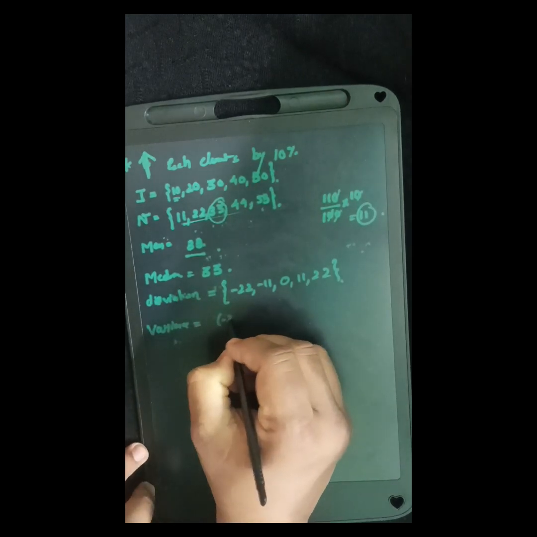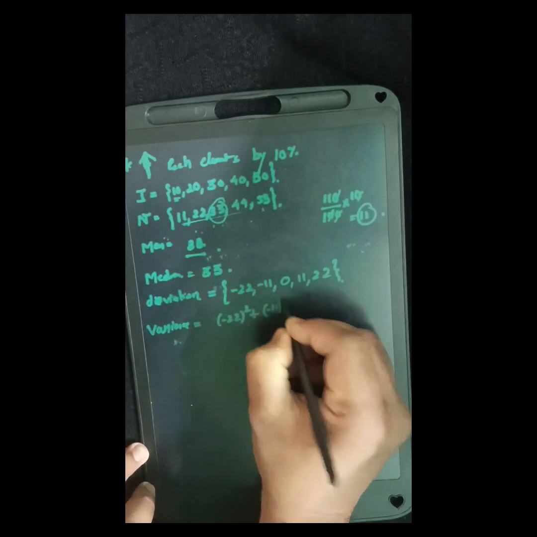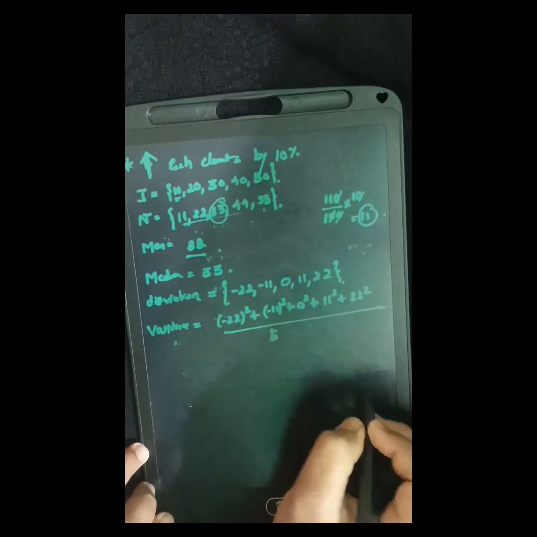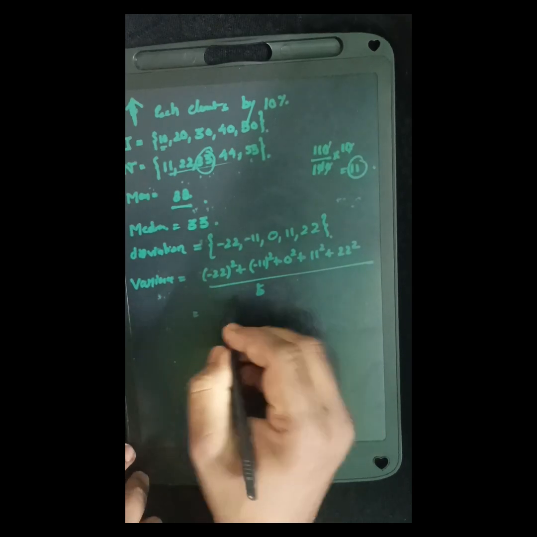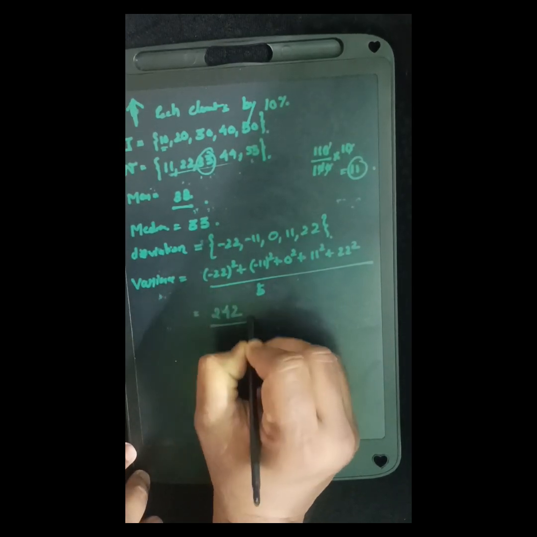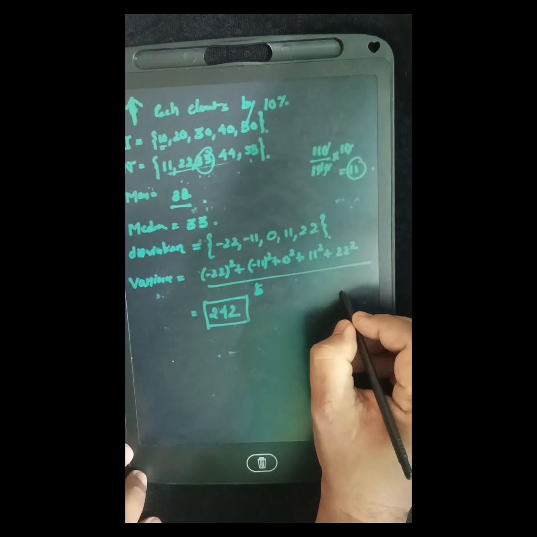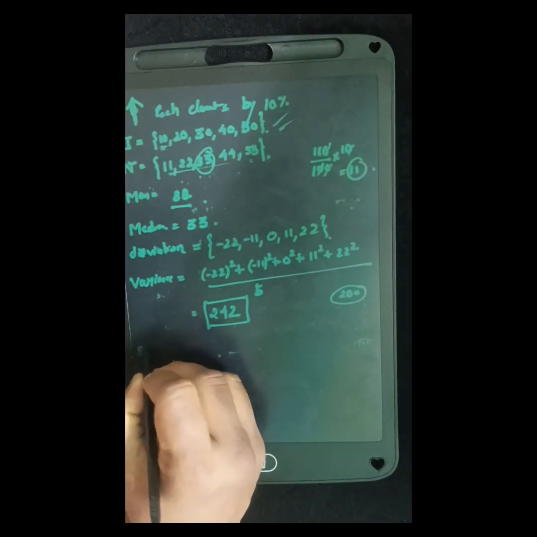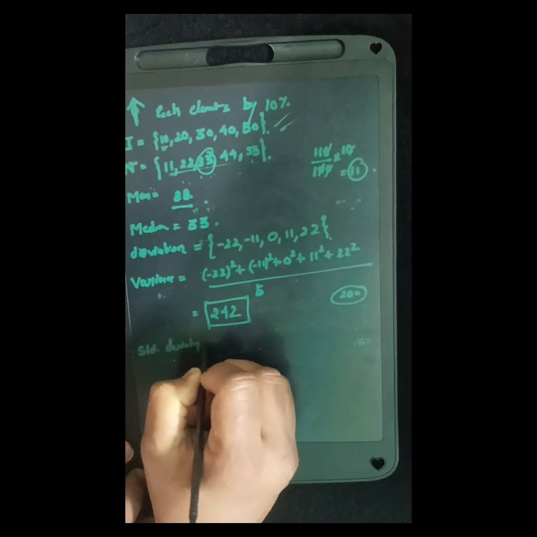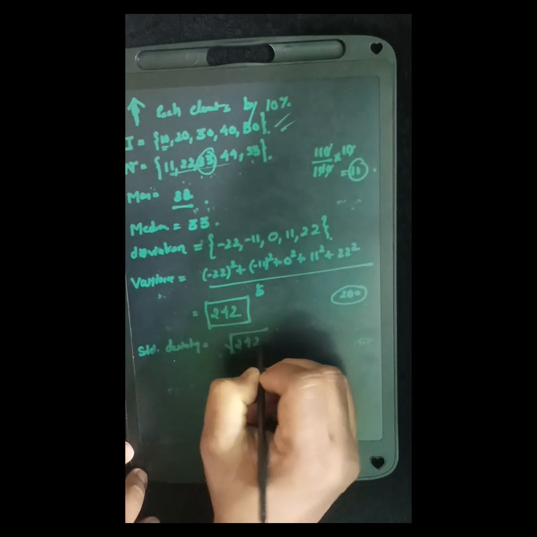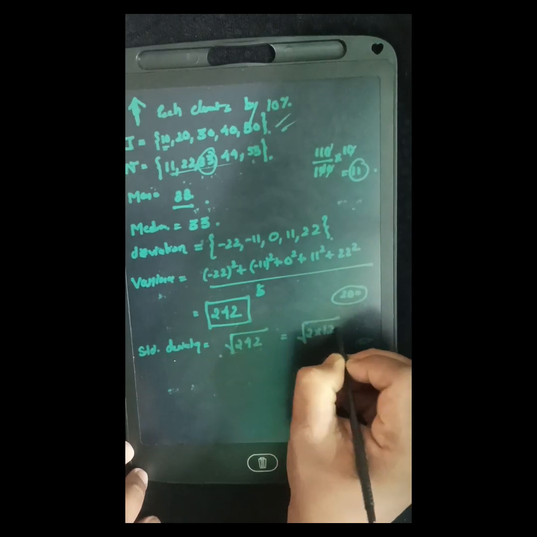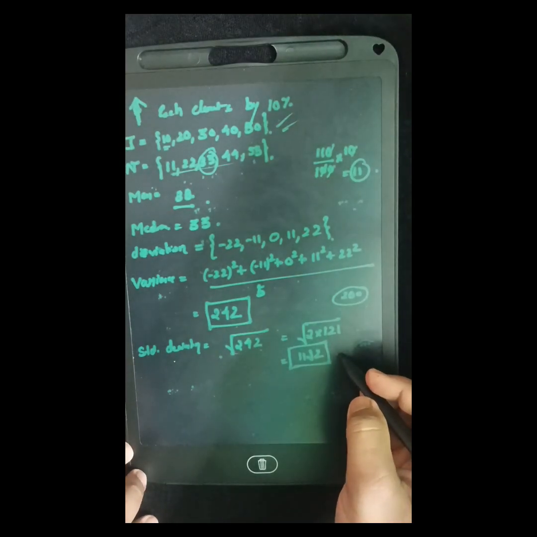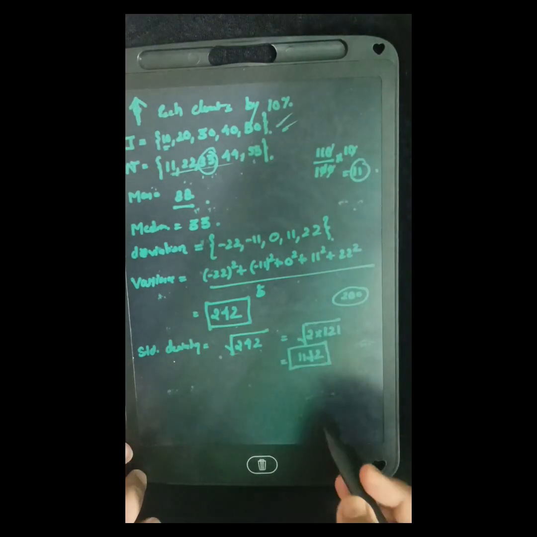How much will it be? So minus 22 square plus minus 11 square plus 0 square plus 11 square plus 22 square, divided by 5. This would be 242. 242 is the variance. Previously what did we get? Previously we had 200 as the variance in our initial data set. And now the standard deviation would be how much? Root of 242. This is root of 2 into 11 squared, which is 11 root 2. So now the standard deviation is 11 root 2, and previously we had 10 root 2, if you can remember.